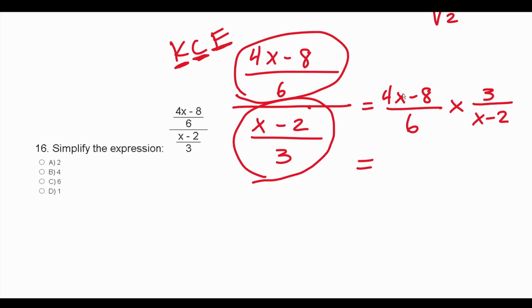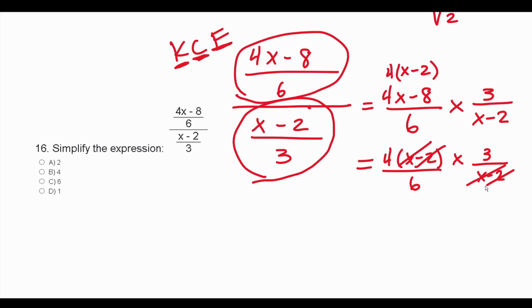Let's go ahead and simplify this right here. 4x minus 8. What can we factor out of that? We can factor out a 4 such that this becomes x minus 2. So now we have 4 times x minus 2 times 3 over x minus 2, and this, of course, is over 6. We can cross out these corresponding x minus 2's here. This will just leave you with 1 down here.